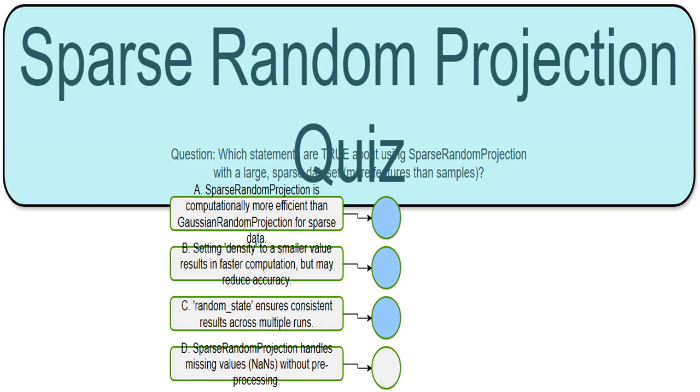This quiz focuses on understanding how SparseRandomProjection, a dimensionality reduction technique in scikit-learn, works, especially with sparse data. We'll explore its efficiency, key parameters, and limitations. Get ready to test your knowledge.